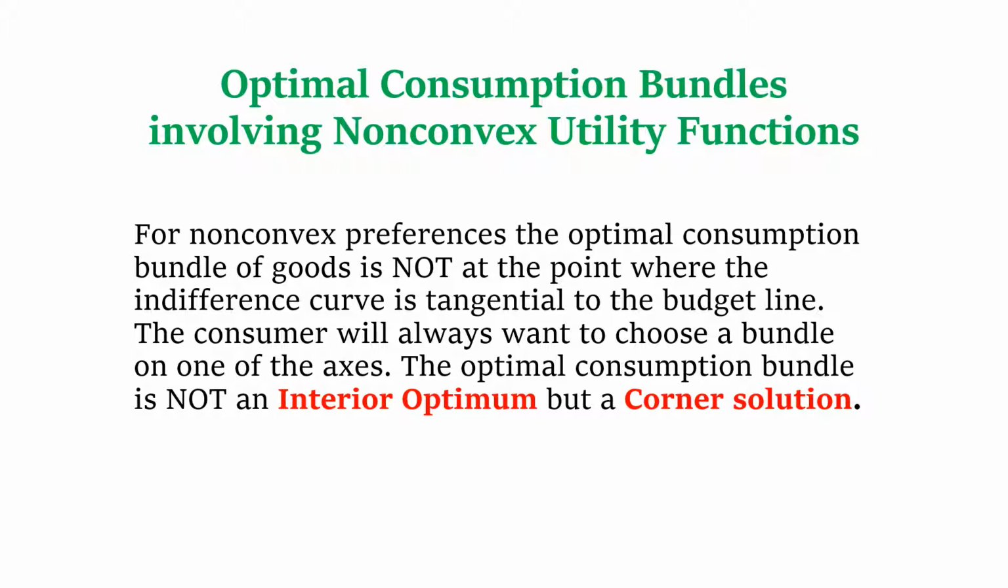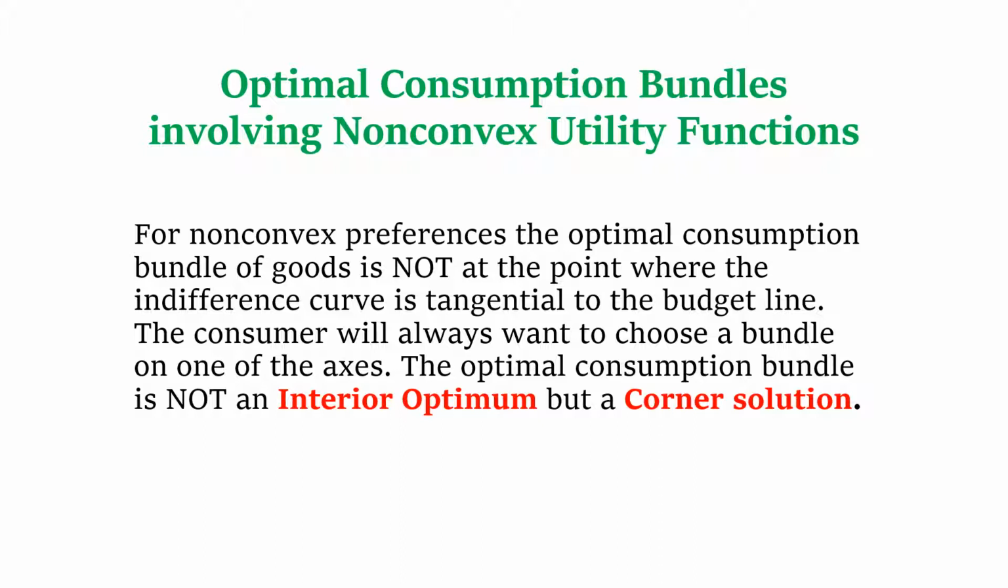All we need to do here is to set up a particular argument and then use that argument to obtain the optimal values. For non-convex preferences, the optimal consumption bundle of goods is not at the point where the indifference curve is tangential to the budget line. The consumer will always want to choose a bundle on one of the axes. The optimal consumption bundle is not an interior optimum, but a corner solution.